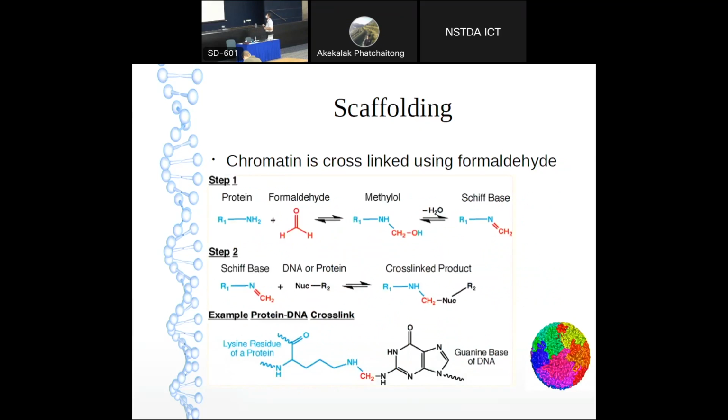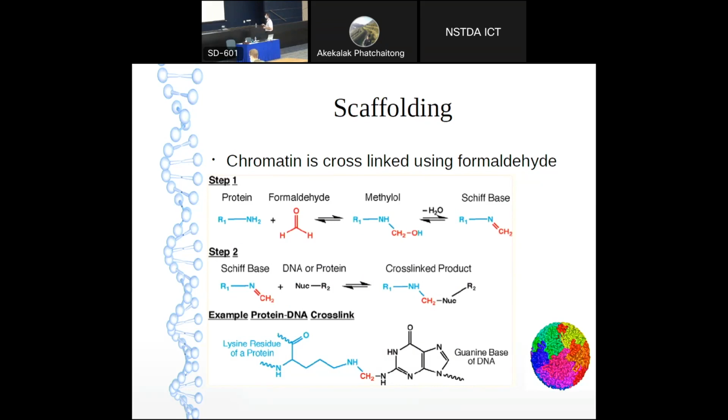Okay, so the cross-linking looks like this. We have the amine group on a protein. The formaldehyde then attacks this to produce a methylol, known as a Schiff base, and then the Schiff base can interact with a nucleophile on a DNA or a protein, resulting in a chemical link between either two proteins or a DNA and a protein.